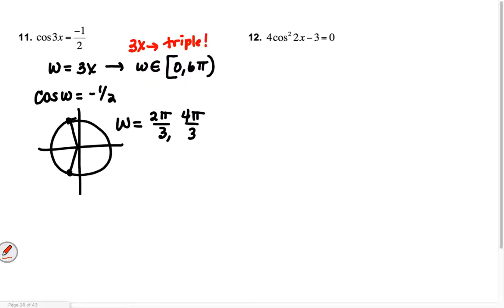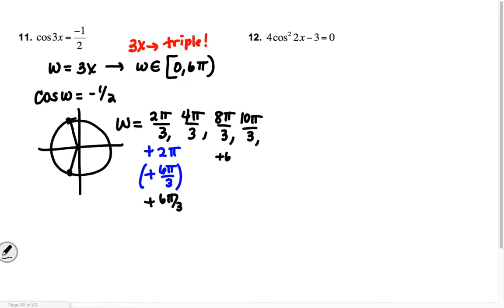All right, so we need to go 2 more rotations around the unit circle. So I want this answer, which is at 2 pi over 3, but I want to go around one more time. Well, 2 more times, actually. So I'm going to add 2 pi. So if I'm getting common denominators, I'm really adding 6 pi over 3, right? So my next 2 answers are going to be, if I add 6 pi over 3, I get 8 pi over 3 and 10 pi over 3. You with me? Okay, do it again. Plus another 6 pi over 3. So I'm going to add that to these ones. So I get 14 pi over 3 and 16 pi over 3. Those are my 6 different values for w.